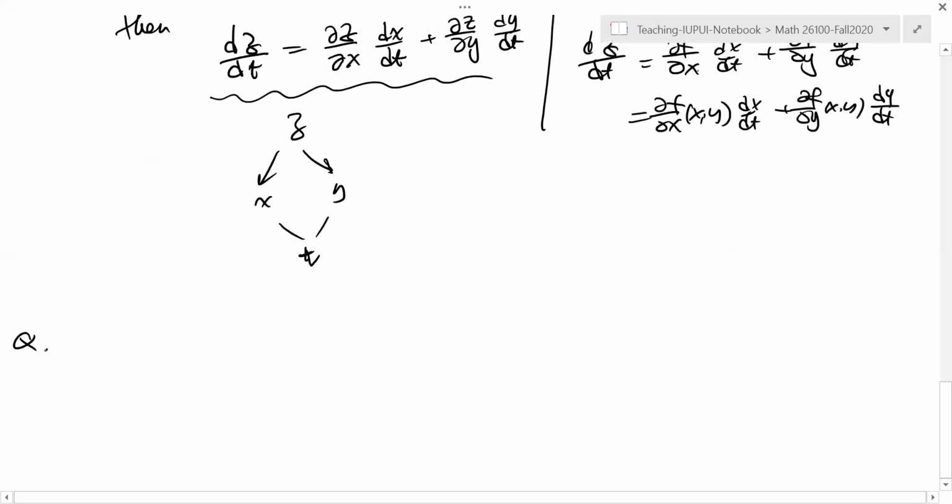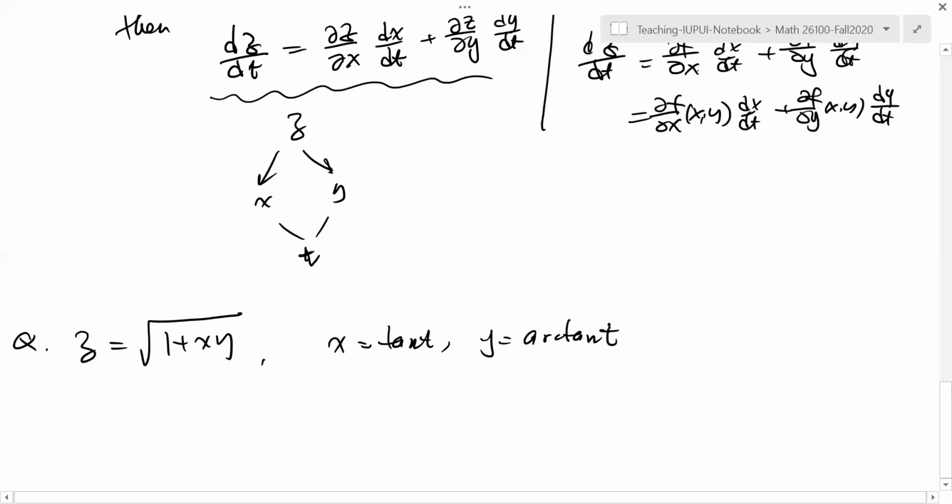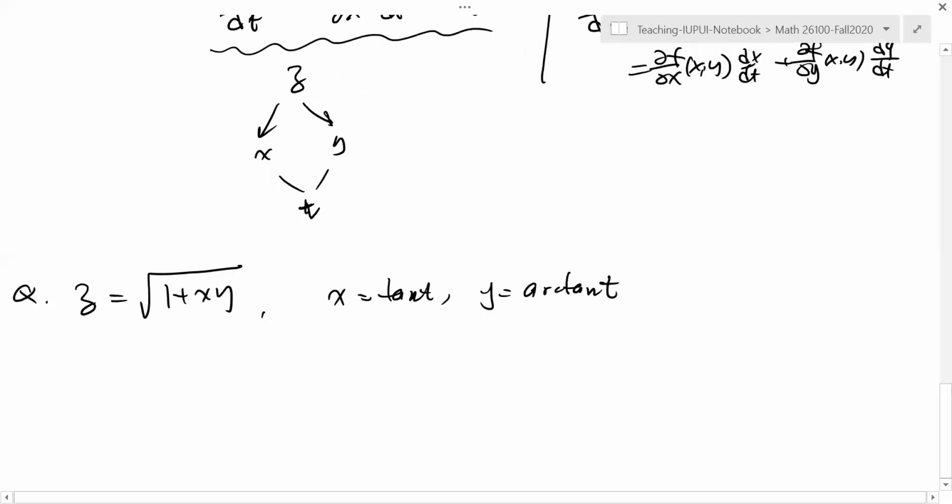I'm going to get z depends on x and y, and x is going to be tangent t. Okay, y is going to be arc tangent t. So then z depends on t, right? So I want to find out dz/dt.